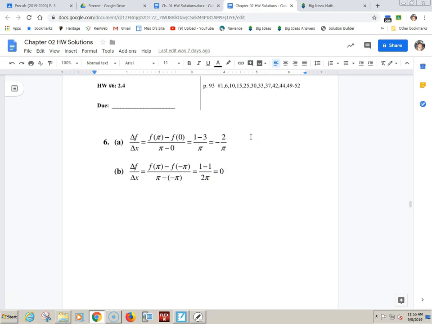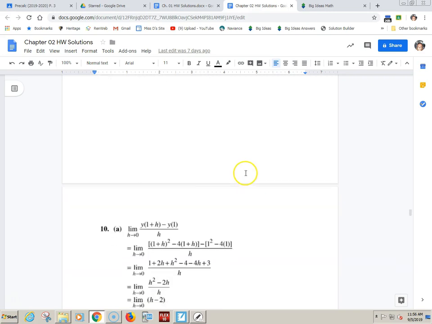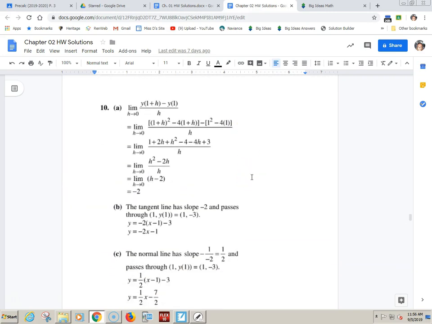For A is 2 over pi, and for B is 0. Is it making sense, or is it confusing? Okay, moving on to number 10. Number 10, final answer is negative 2 for A.